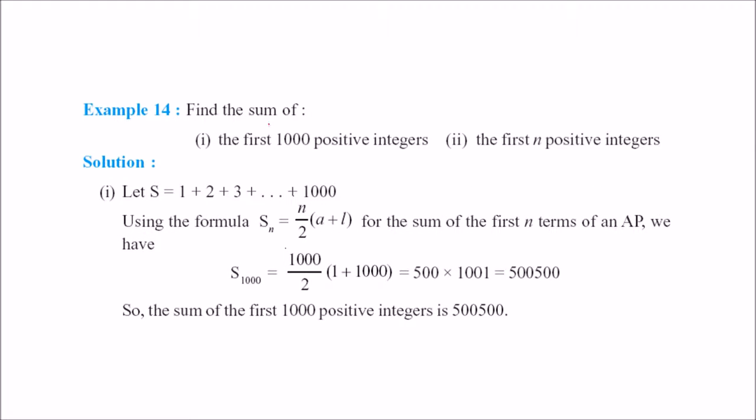Now you have to find the sum of the first 1000 positive integers. That is, you have to find s equal to 1 plus 2 till 1000. Now the first term is given as 1, the last term is given as 1000. So you can directly apply Sn, that is S1000 is equal to n by 2 into (a plus l). a is 1, l is 1000. So this comes to 1000 by 2 into 1001, that is equal to 500,500.